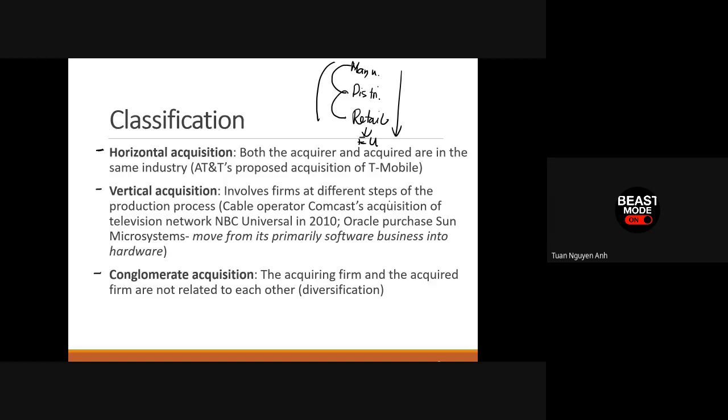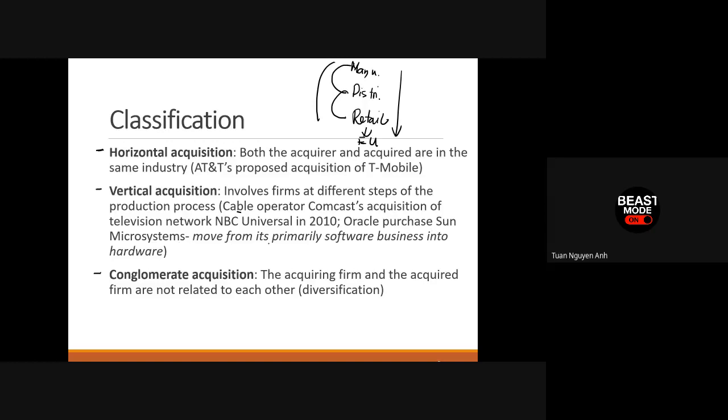Vertical involves firms at different steps of the production process. Yeah, as I have given you an example. Here is one example: cable operator Comcast's acquisition of the television network NBC Universal in 2010. So Comcast is the infrastructure company, and they are buying the service company, the television network. Or another example, Oracle purchased Sun Microsystems.